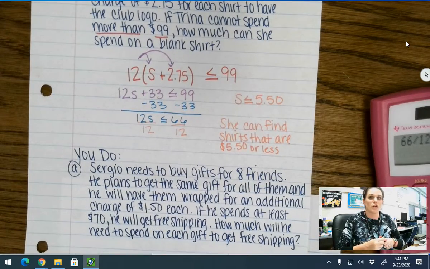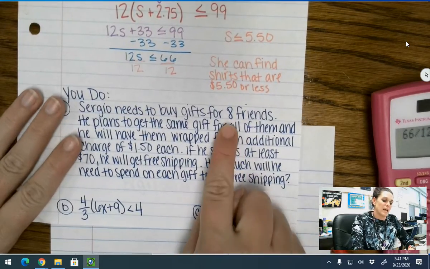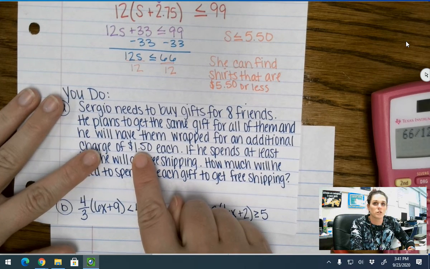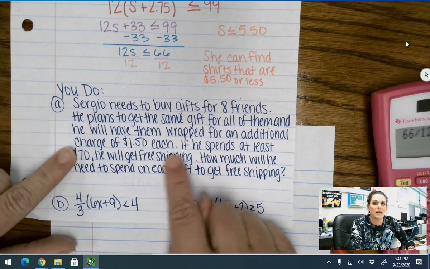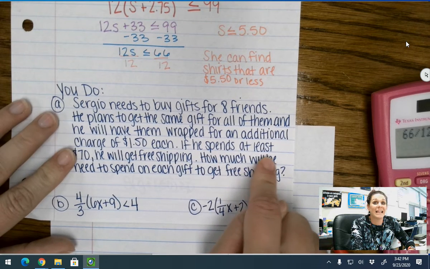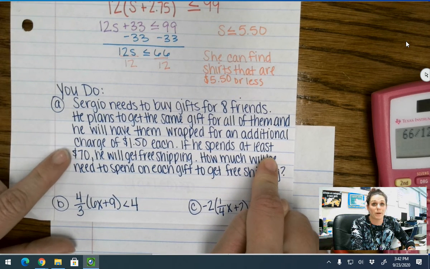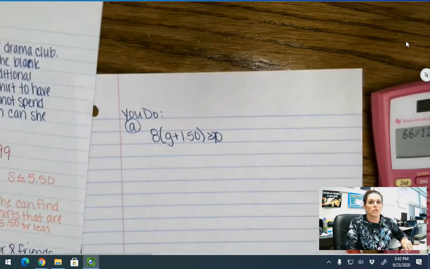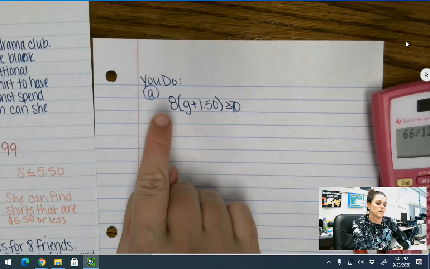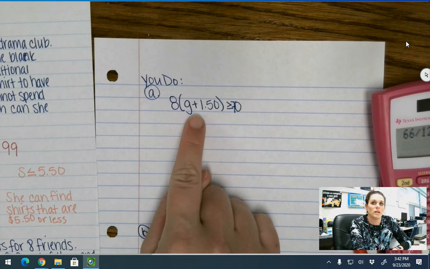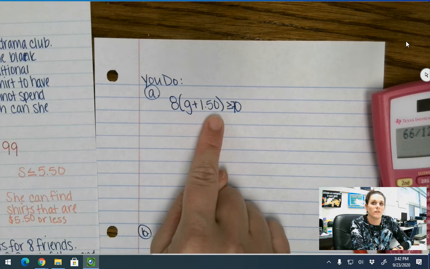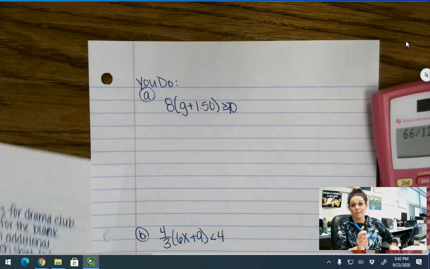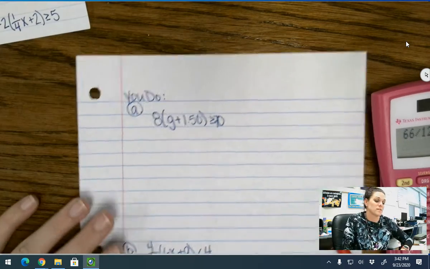So we have our Sergio friend here. He is buying 8 gifts, all the same cost, and all of them going to be that $1.50 each. All right, and then he wants to spend at least $70 for free shipping. So we should have seen this: 8 times the quantity of G plus 1.50 is greater than or equal to $70, because I want some free shipping. So I need to spend more than that 70.